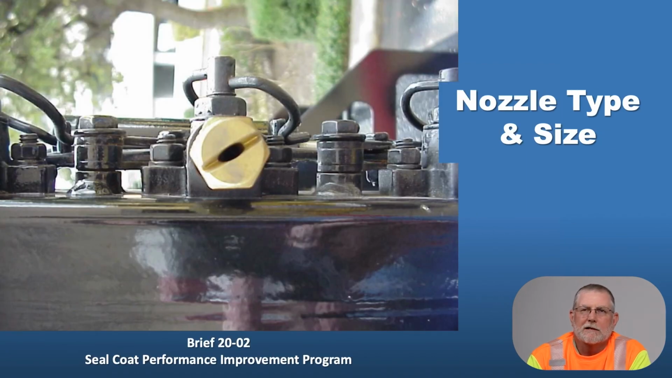Nozzle type and size. Like I said before, you want to make sure that you have the same type nozzle and the same size across the spray bar unless you're actually trying to get a transverse variable rate. You still want the same type, but the size will be smaller over the wheel paths.